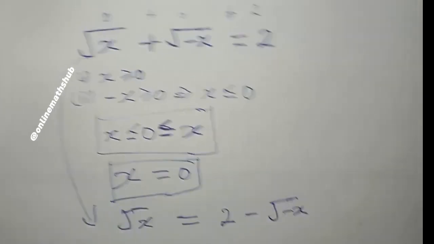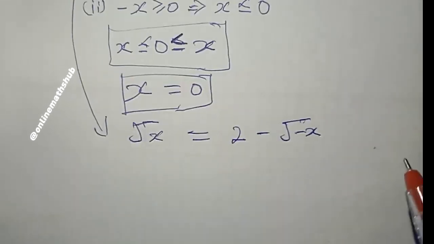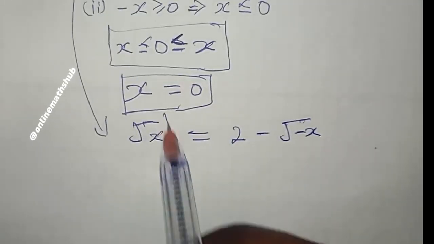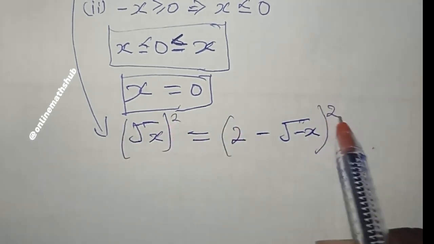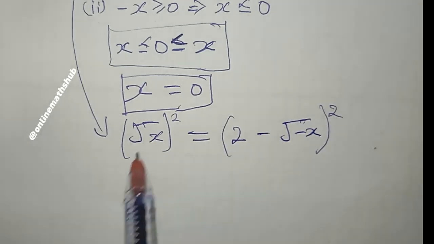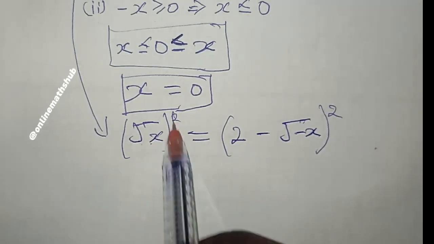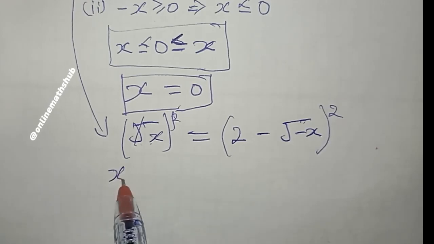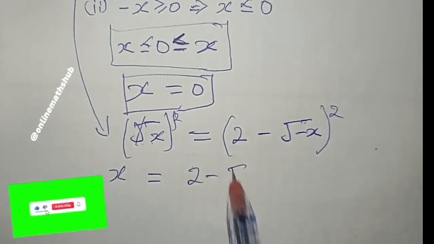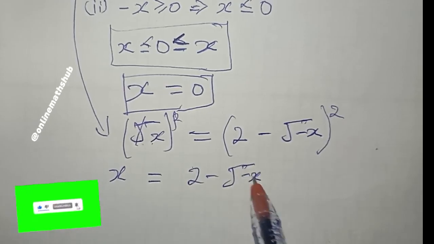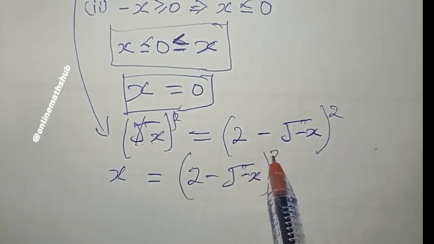Moving on, I'm going to find a way to remove this square root, and I can do that by taking the square of both sides. If I do that, this square is going to cancel the square root, and then x is equal to 2 minus root negative x, all raised to power 2.